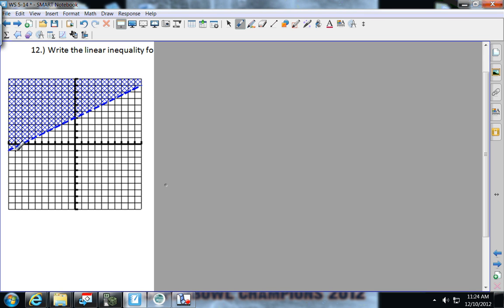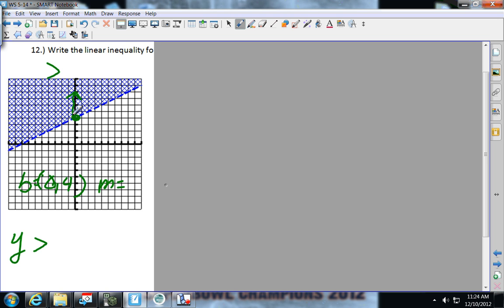First off, I see that it's a dashed line and that the shading, if I start at the y-intercept, goes up. What symbol is that? It should be greater than. So I know my inequality is going to start y is greater than something. Now to find the y-intercept, 1, 2, 3, 4. The y-intercept is (0, 4).